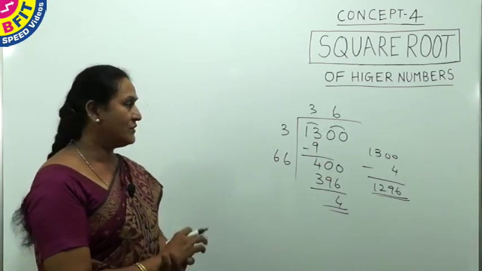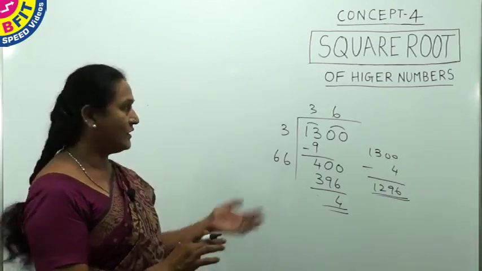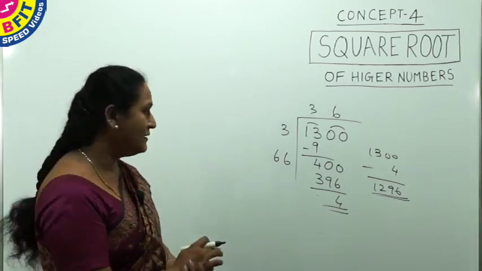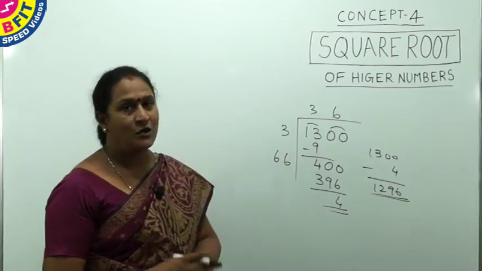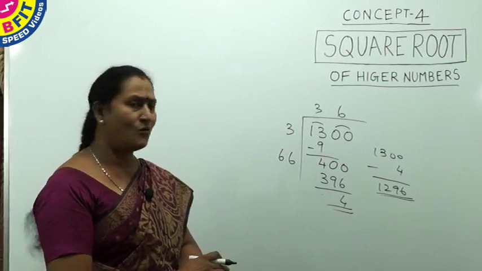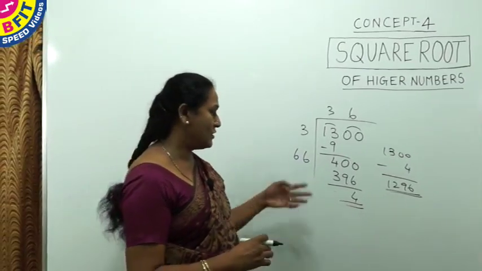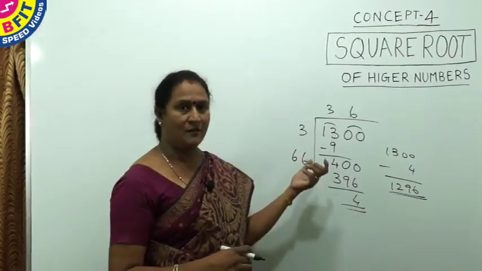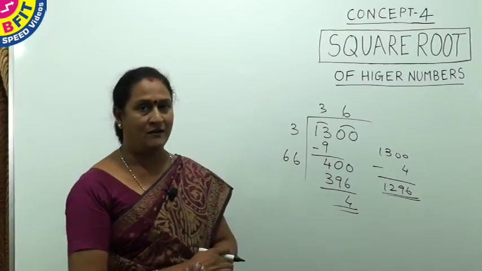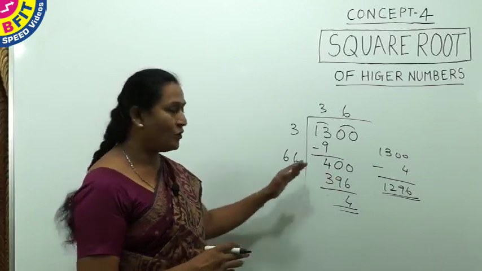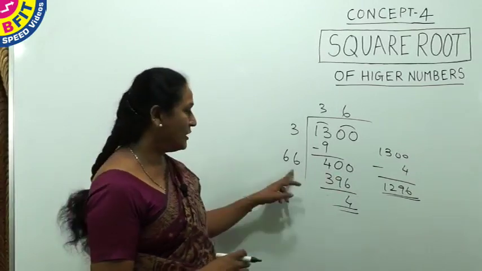Now suppose they ask what should be added. Here they have asked what should be subtracted. Suppose the question is what should be added to this 1300 to make it a perfect square. So what will be the working? What should be subtracted means we choose the number nearing the product of the value of 400. What should be added? You go for a higher number. So it will be 7.